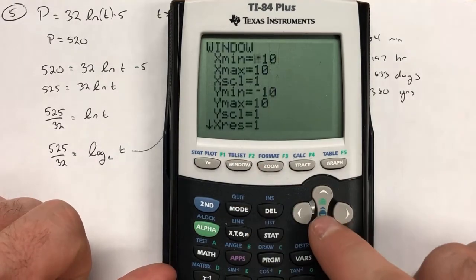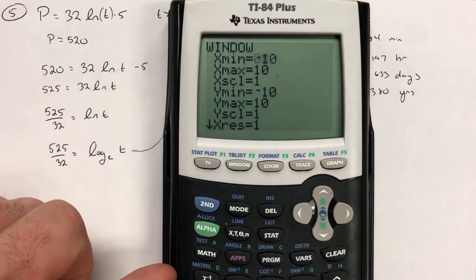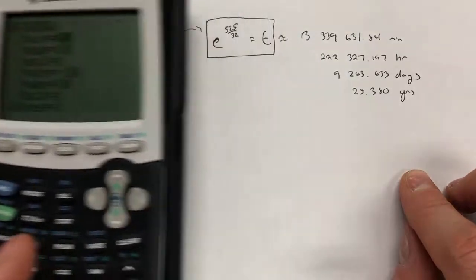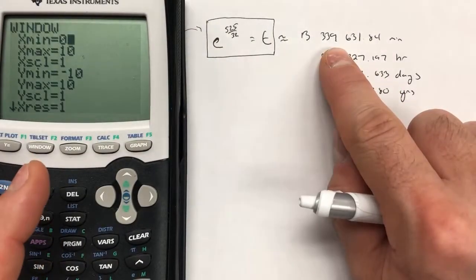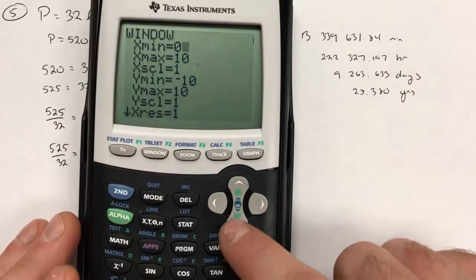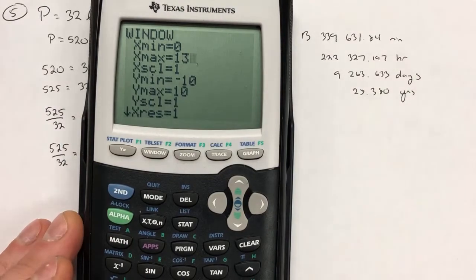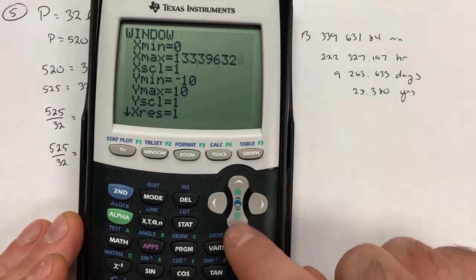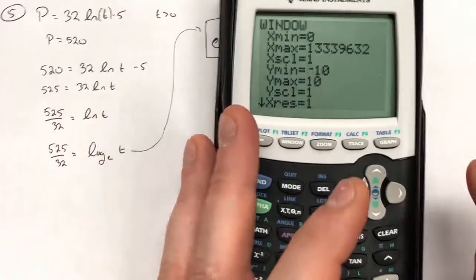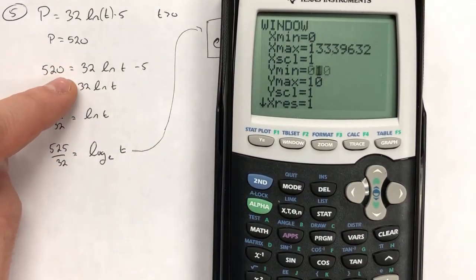So let's set our window with an x min of 0. And for x max, let's go all the way out to 13,339,632. For our y min, we're going to start at an assumed population of 0, and we're going all the way up to 520.